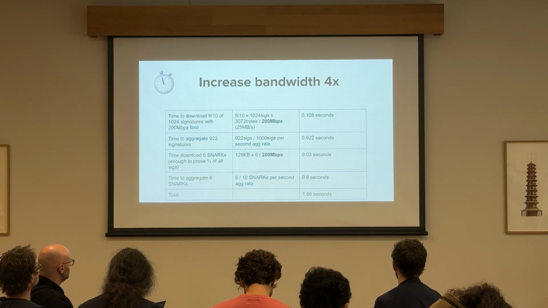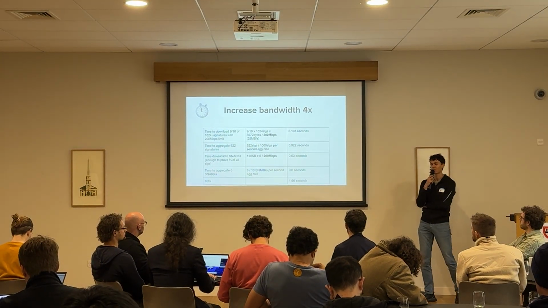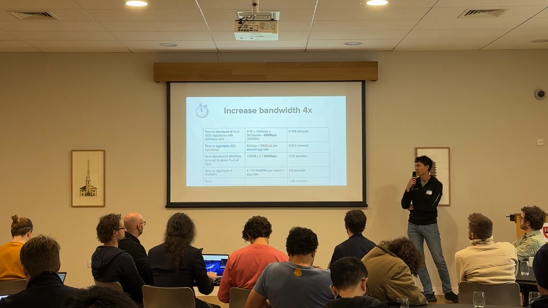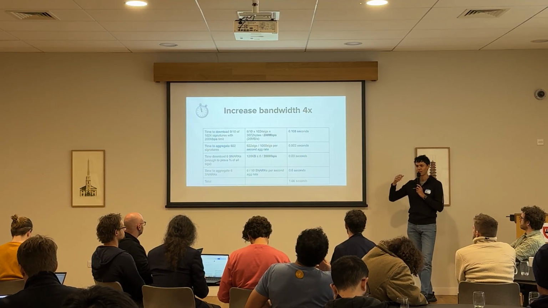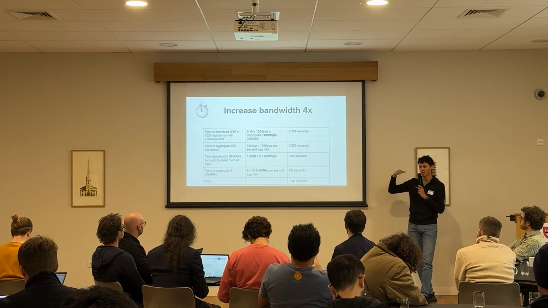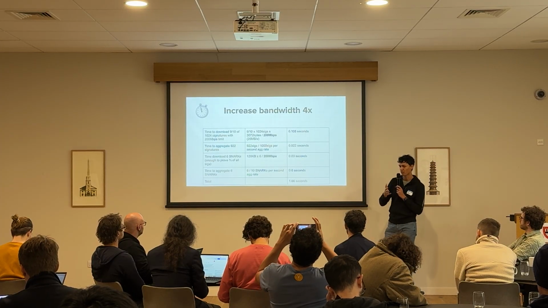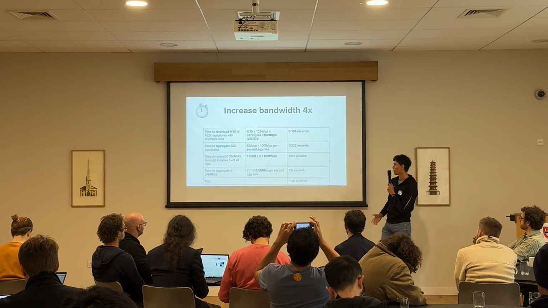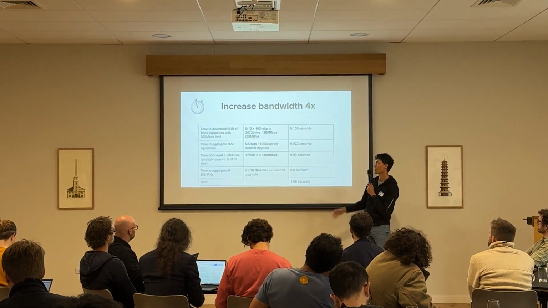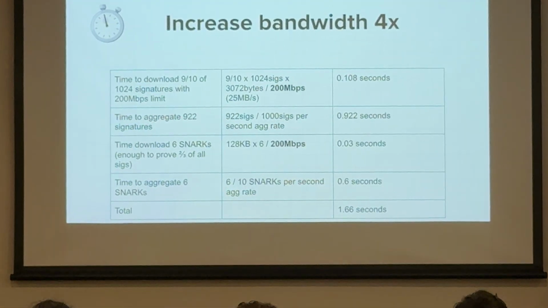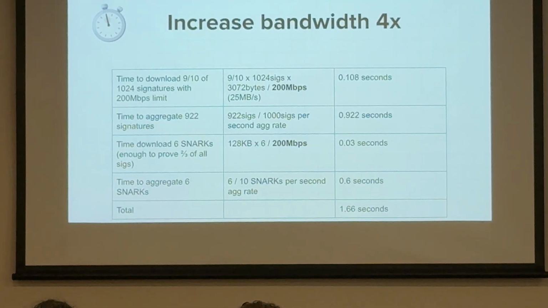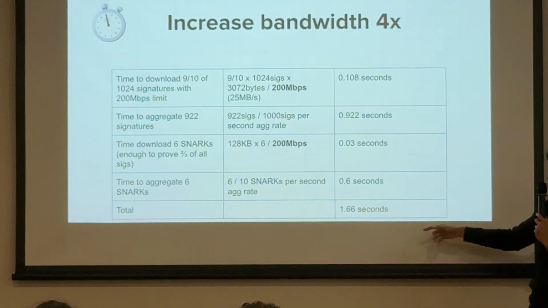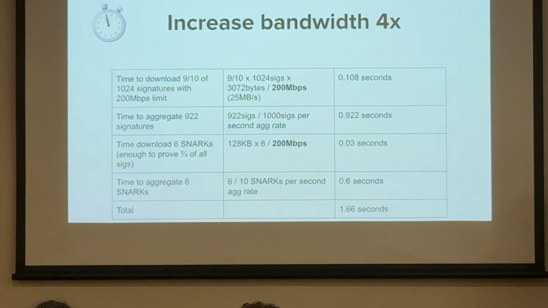Just looking into the future and trying to see how we can actually improve in aggregation. So, assuming that we have Nielsen's law saying that every year the bandwidth limit increases 50%, maybe in 4 years, instead of having a bandwidth limit of 50 megabits per second, it could be 200 megabits per second. And that means now aggregators can download their signatures and snarks 4 times faster. And now the theoretical minimum time drops from 2 seconds to 1.6 seconds.